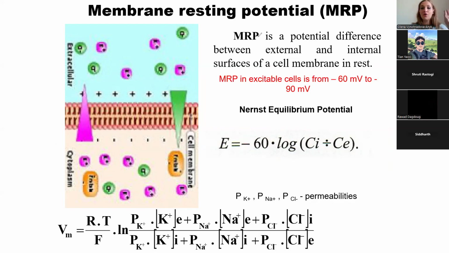In the state of rest, outside the cell membrane of an excitable structure, it is charged as positive. But inside, how is it charged?